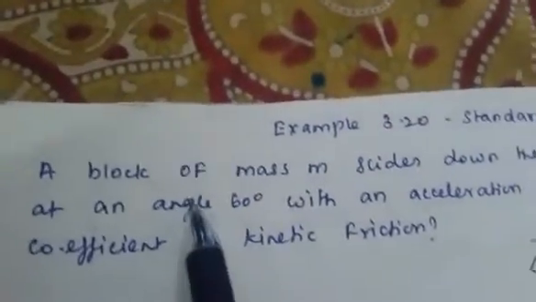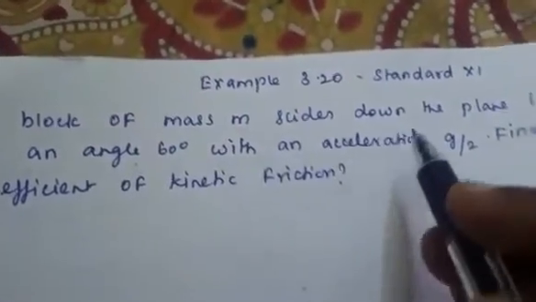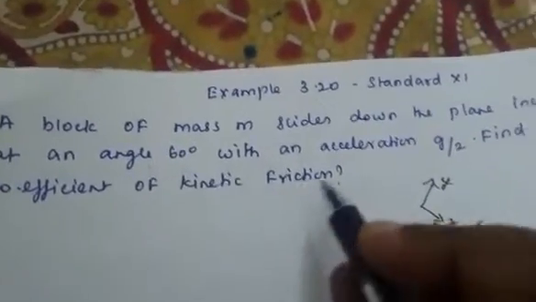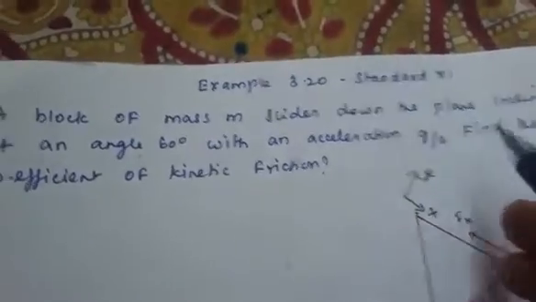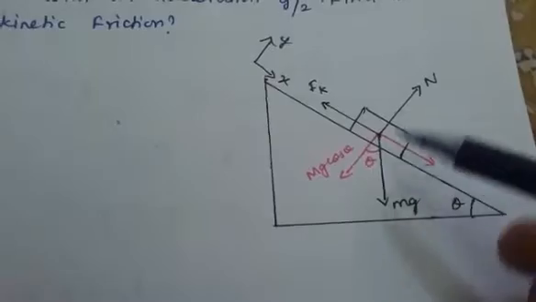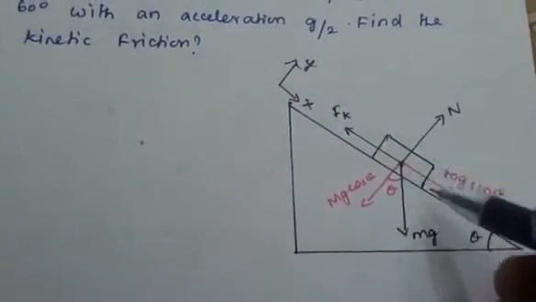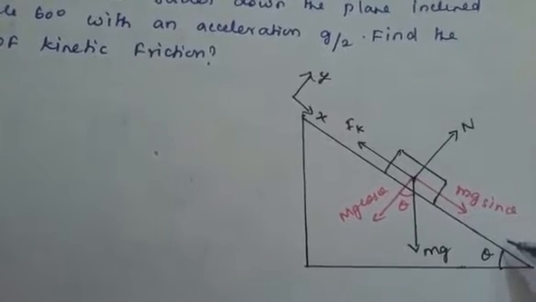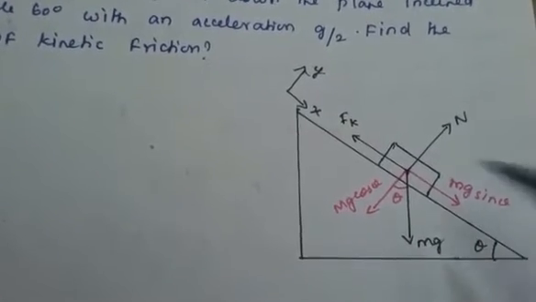3.20. A block of mass m slides down the plane inclined at an angle of 60 degrees with the acceleration g by 2. Find the coefficient of kinetic friction. Now this is how the diagram is. This is a block on an incline at an angle theta, with an acceleration of g by 2.